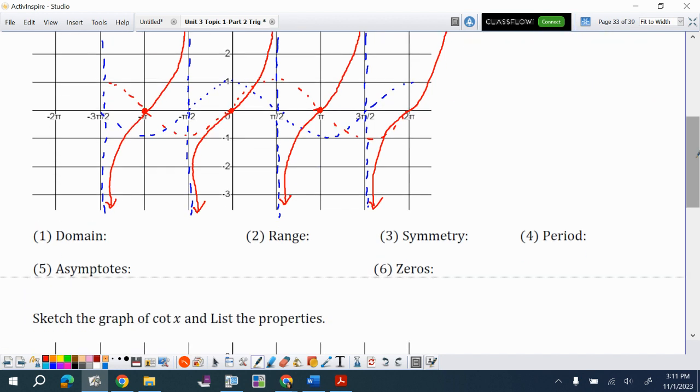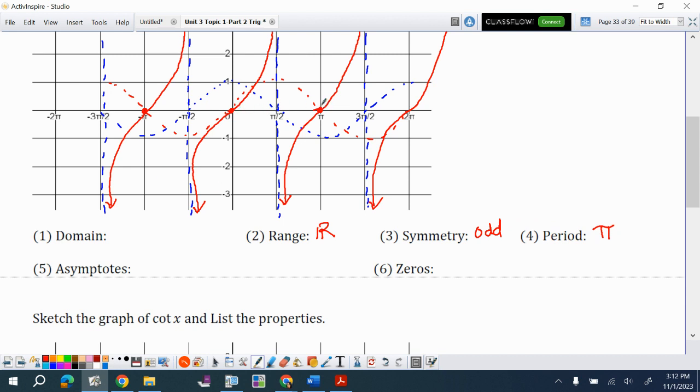So let's talk about the properties. We can clearly see the range is all real numbers, symmetry is odd, and the period is pi, not 2 pi. It repeats at every pi.